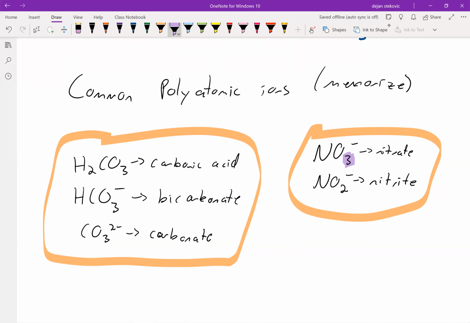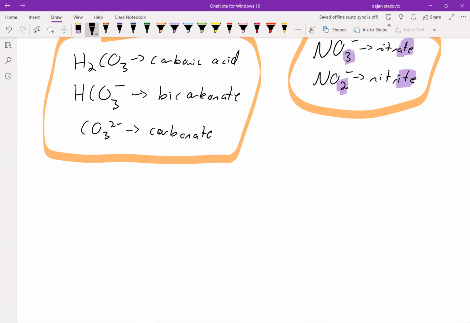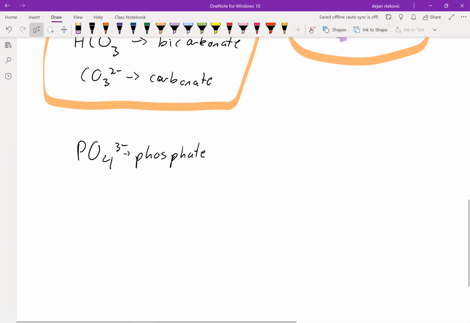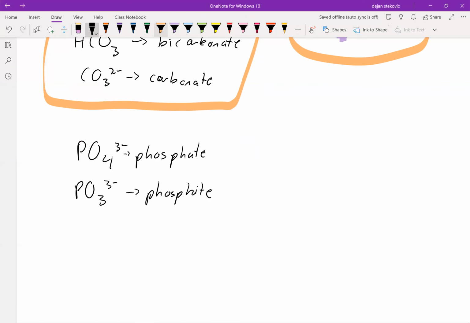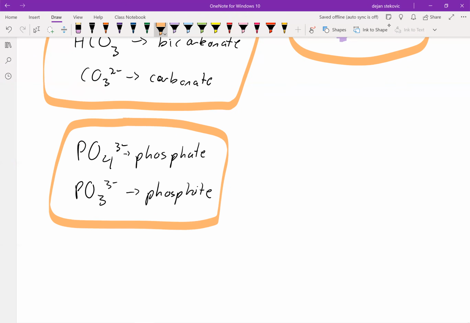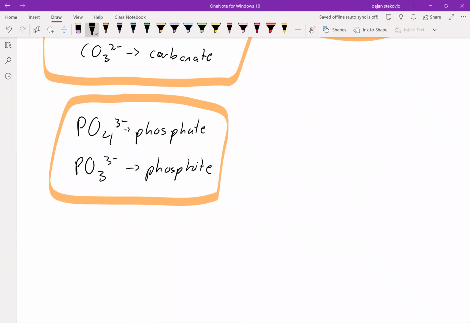So in this case, this one has 3 oxygens. It gets the ate ending. When it has less oxygens, it gets the ite ending. Not necessarily 3 and 2, but just more or less. So for example, PO4 3 minus is phosphate. PO3 3 minus is phosphite. So again, ate means more oxygens, ite means less oxygens, but it doesn't necessarily tell you how many oxygens there are. That depends on which polyatomic ion you're talking about.